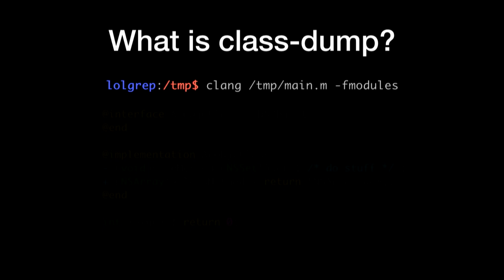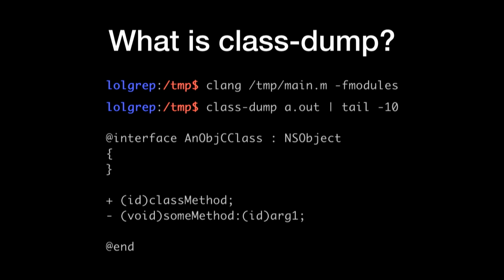Okay, so compile this: clang, temp, main, with -fmodules to bring in the Foundation and all that. And going back to hardcore C mode, we have our a.out, if we don't specify the out file. And then running class-dump on this executable will get me the methods for Objective-C.